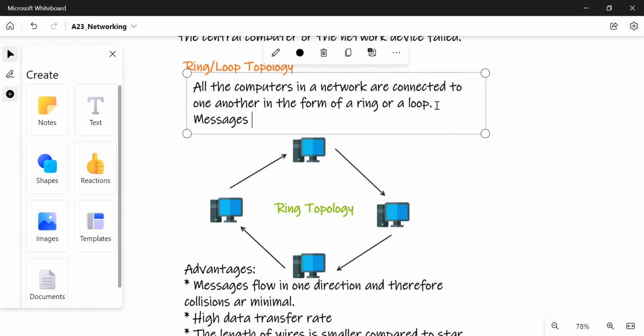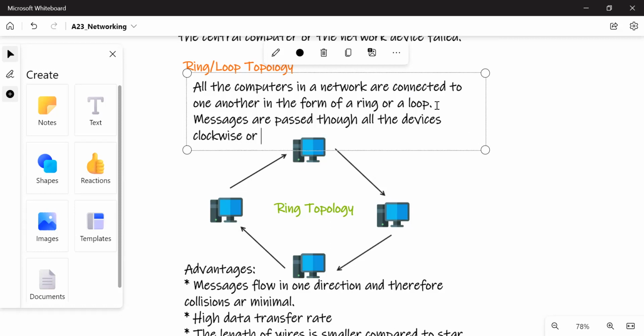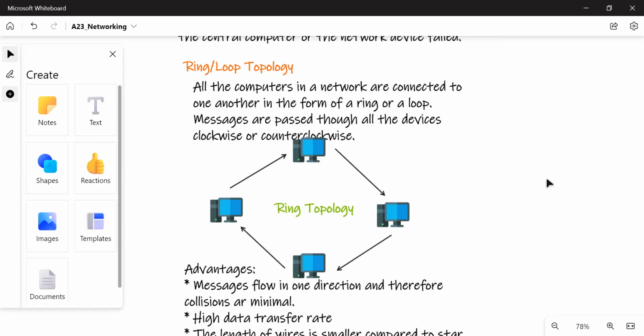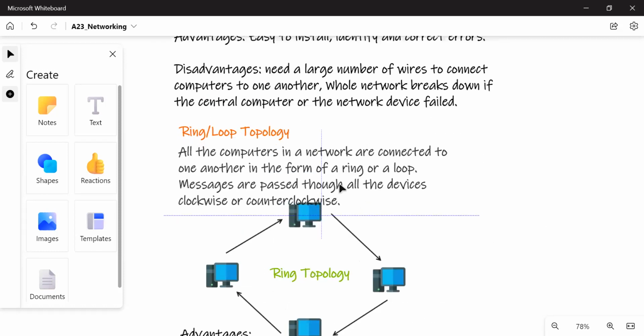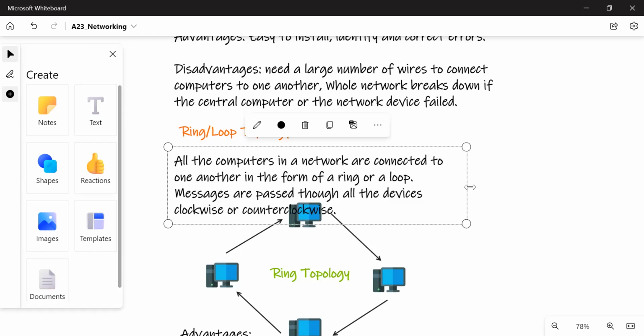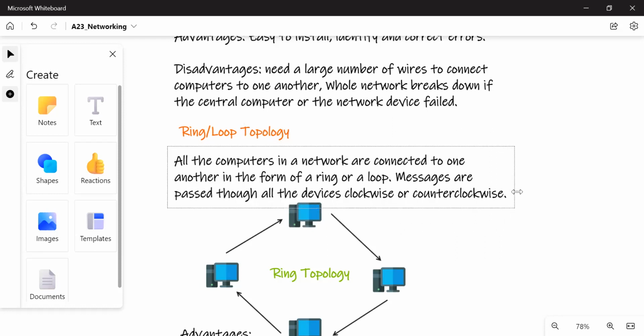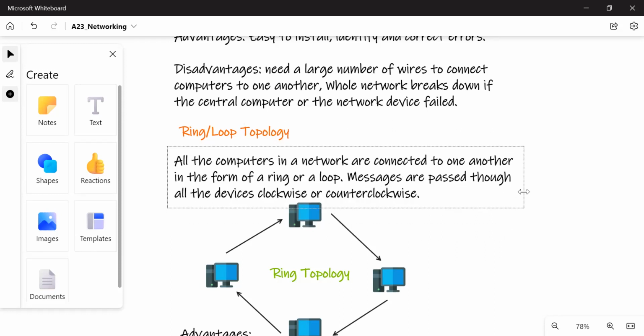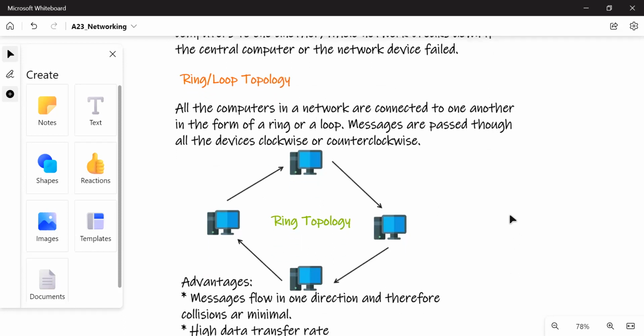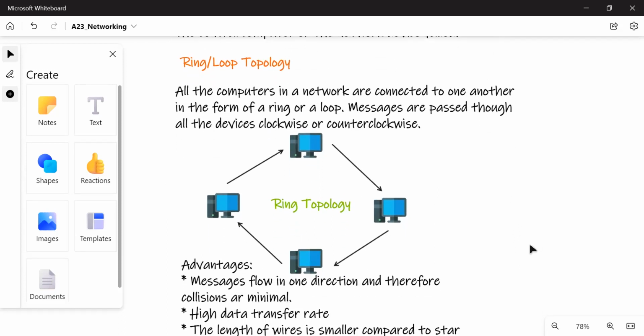Messages are passed through all the devices clockwise or counterclockwise. Just to say that it's one direction. So this happens in one direction. So that's what we want to emphasize here. So which is called ring topology.